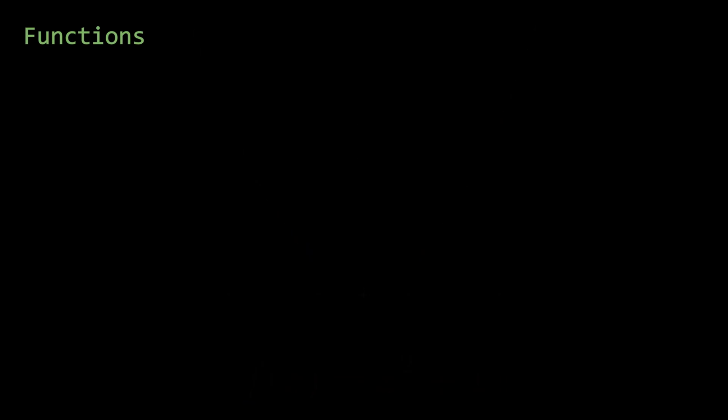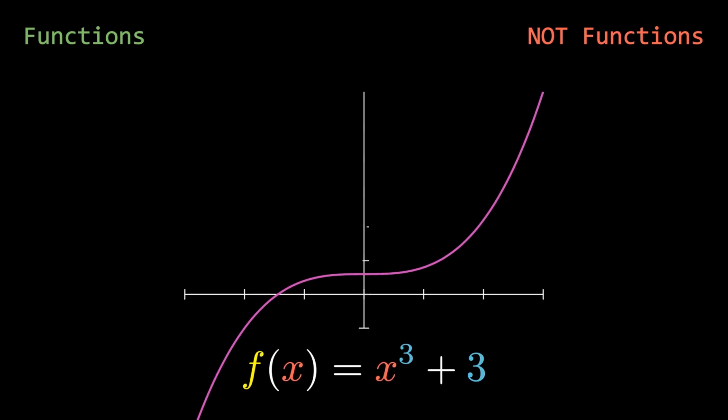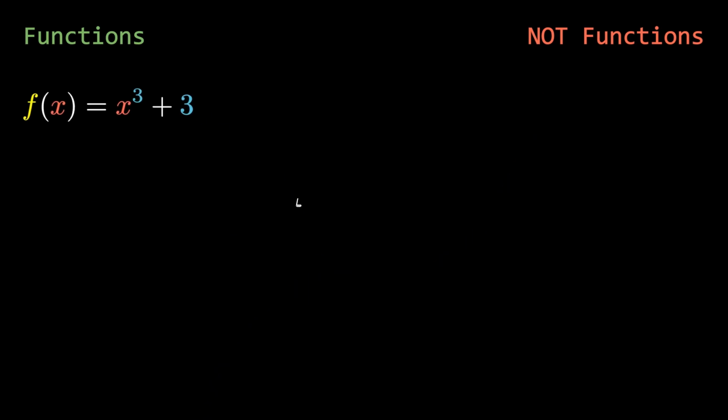Now let's look at some examples of functions. The first example we have is f of x equals x cubed plus 3. And if we plot this on a graph, each x value gives exactly one y value. So this is a function. The second example is f of s equals s squared, the formula for the area of a square. And even without a graph, we know each side length gives exactly one area, so it's also a function.